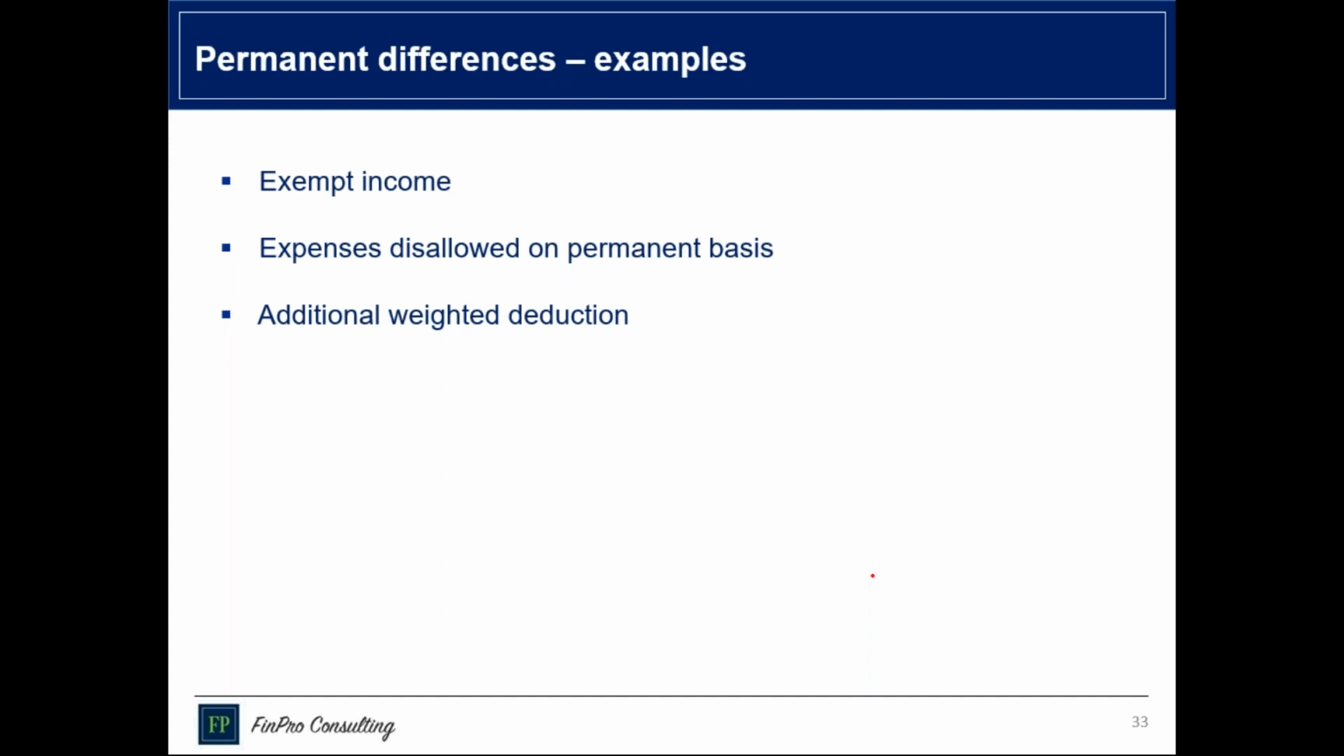And then we also have additional weighted deduction. So if you have purchased any scientific equipment or plant and machinery which is used for scientific research, and you get 125% deduction, 150% deduction, something of that sort, then the additional deduction will also form a part of permanent differences.